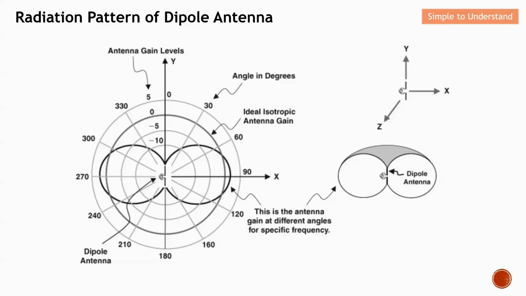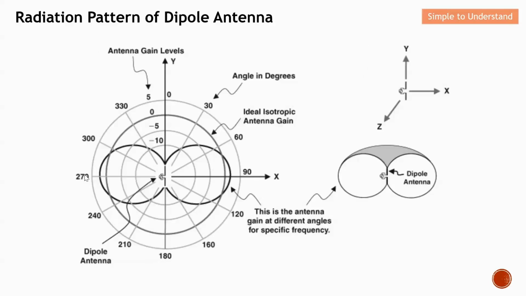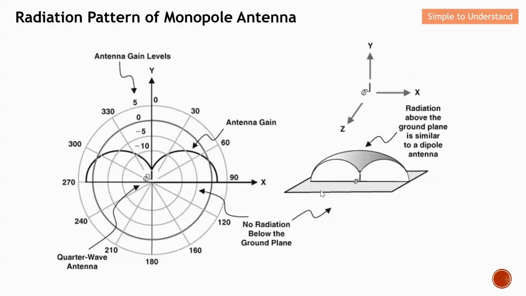As for monopole antenna, it is actually half of dipole antenna. As you can see from here, they actually cut it into half, because over here is actually the ground plane.